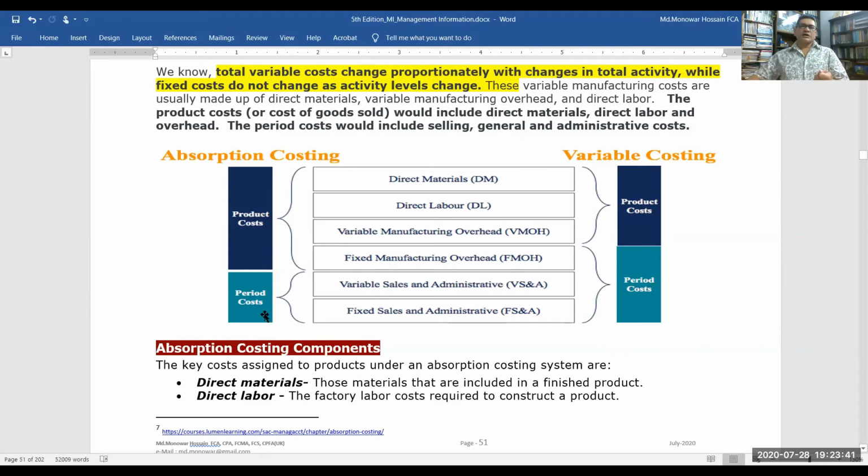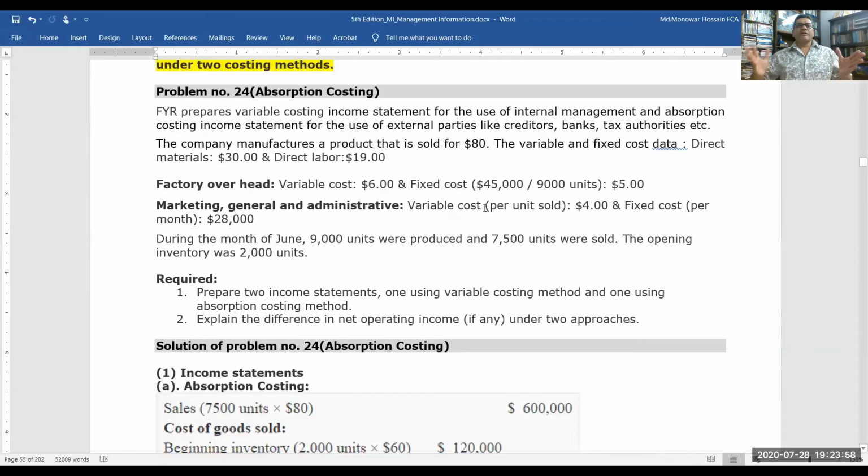There are also the period costs: only two things for absorption costing, but three items for variable costing. So that is the basic difference here. The variable costing income statement is for internal management use, and the absorption costing income statement is for external parties. The thinking is that companies prepare two types of costing: one is variable costing and the other is absorption costing.